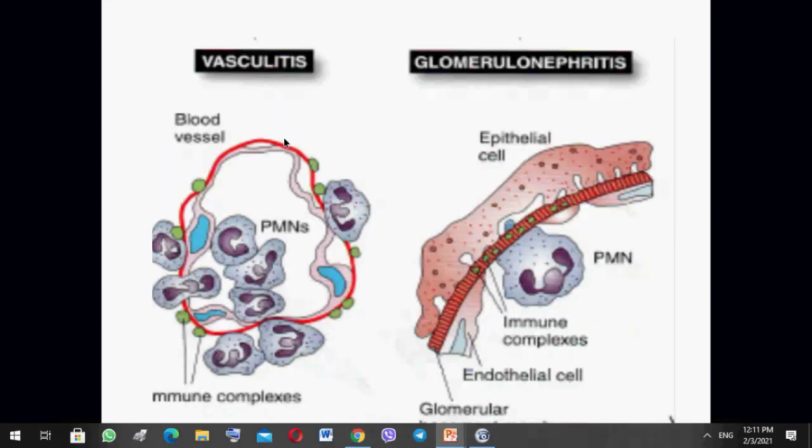The usual consequence of this immune complex deposition is that the immune complex either is deposited in the wall of blood vessels and leads to vasculitis, or it will be deposited in the basement membrane of the glomeruli and it will result in glomerulonephritis.